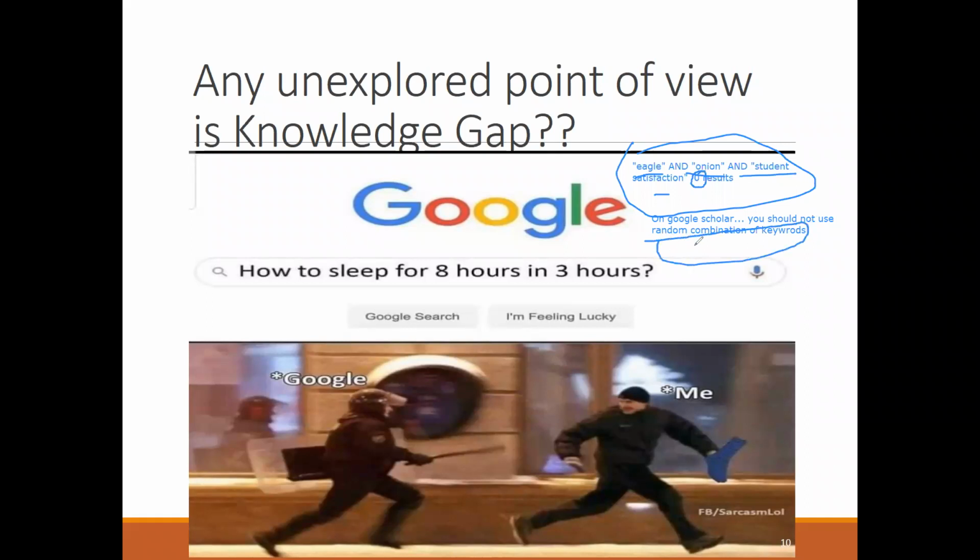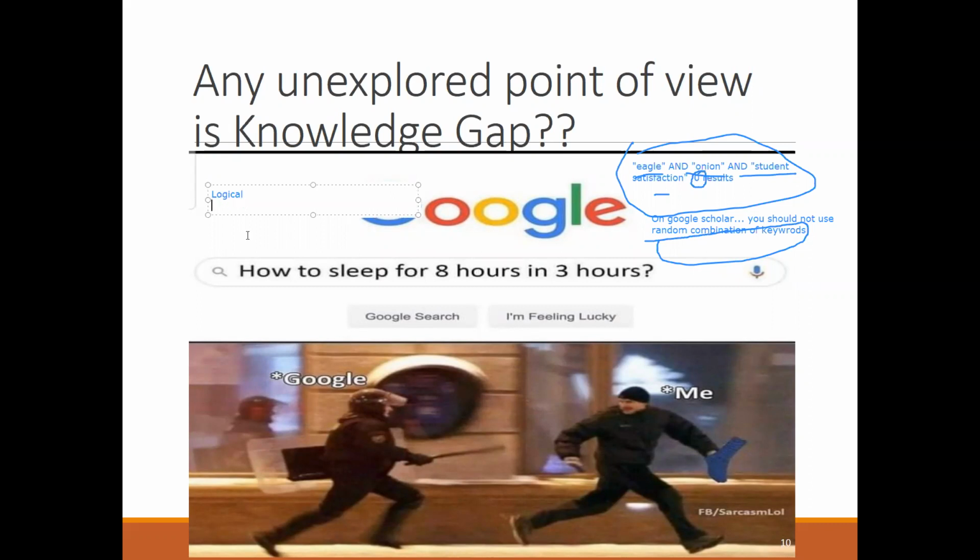So you need to keep in mind that you should not use a random combination of keywords. The keywords should be scholarly. The keywords should be relevant. The keywords should make sense. The keywords should be logical. Okay, so let me write it here. The keywords which you use in order to find a knowledge gap on Google Scholar should be logical.